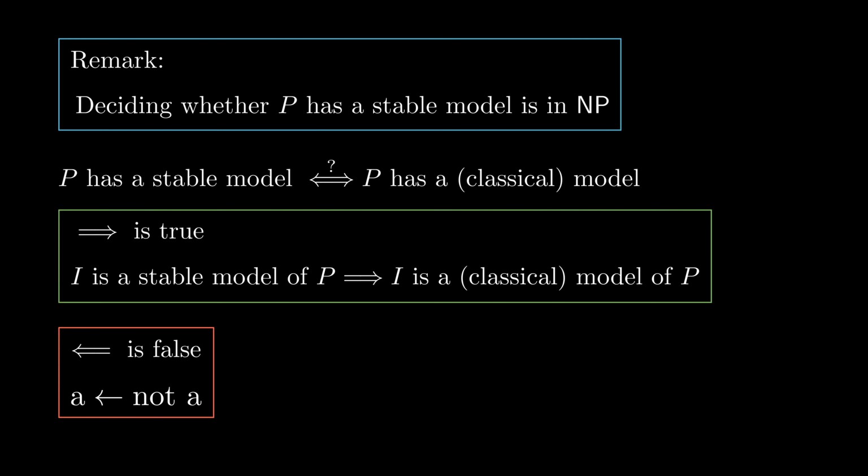Let's look at this very simple counterexample. If not A, then A. Under classical semantics, the singleton A is a model of this program. However, this is not a stable model, because you cannot use the absence of A to justify the presence of A. More formally, the reduct of this program with respect to A is the empty program, whose minimal model is therefore also empty, and thus different from the singleton A. So we need another way of showing NP hardness.